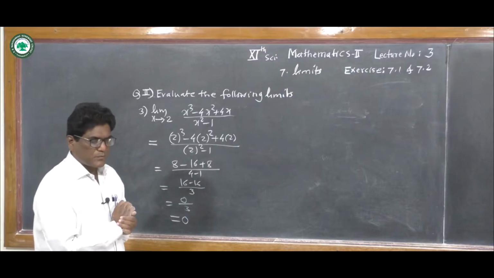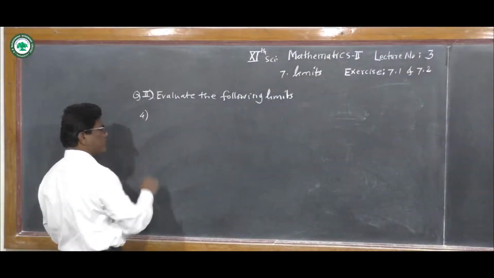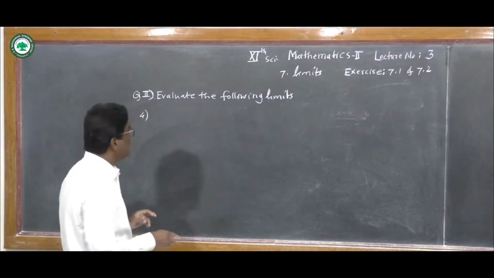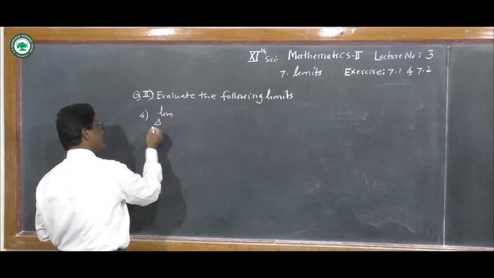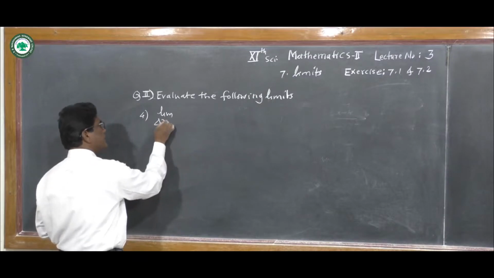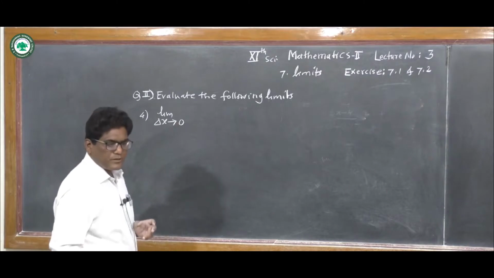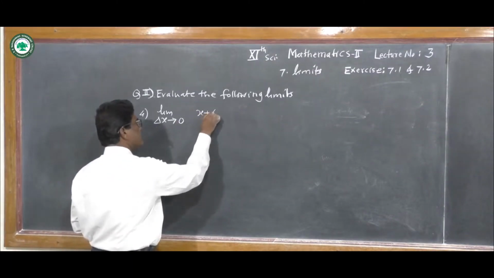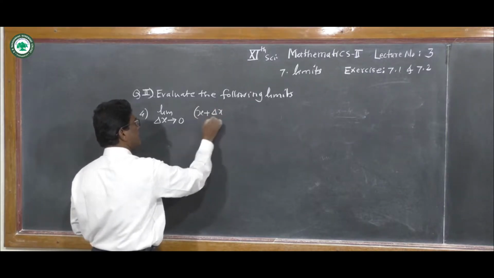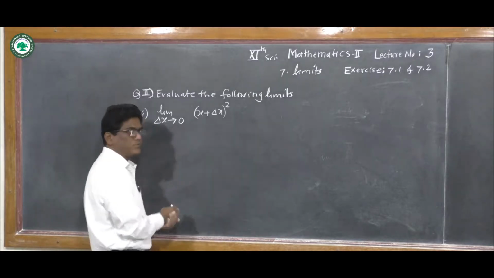Now, next, the fourth problem. Here the problem is different. Here limit delta x tends to 0. We have given here triangle. Triangle means here we read it as delta. Limit delta x tends to 0 of (x plus delta x) bracket square. Delta x is the variable here. Delta x approaches 0.